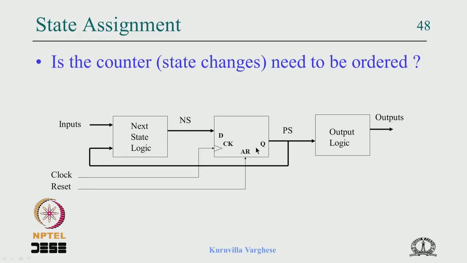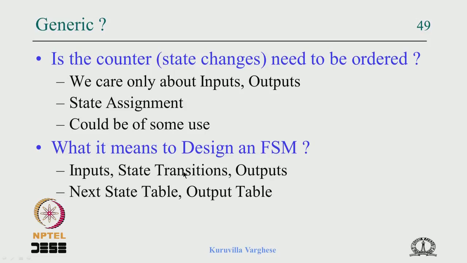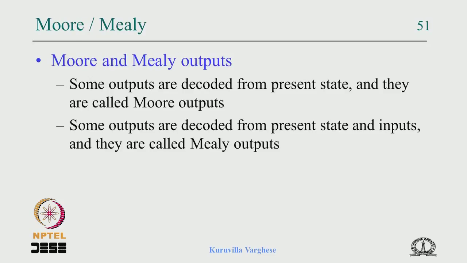We have seen that decoding. We also said there is no necessity that the state transition goes through a particular neat sequence. It can be any arbitrary sequence as long as we properly decode it. So there is no need to worry about how the counter counts, and that can be made use of in minimizing the area of logic and so on. Essentially what we have is an input output waveform. From the state transition and output, we generate the next state table and the output table. We have captured the finite state machine as a counter going through various states with an output logic to decode and generate the output.